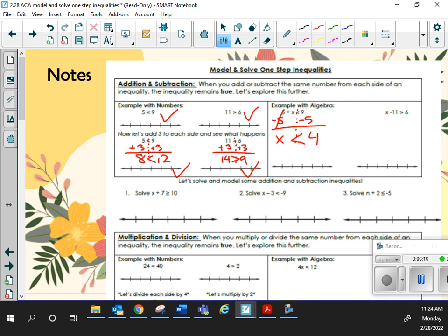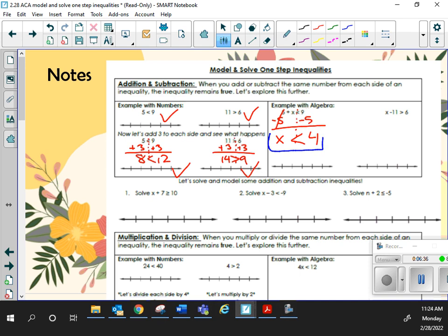If I use 3 up in that original one, 5 plus 3, which is 8, is that less than 9? Yes. Okay, what if I use another number? If I use negative 1, 5 plus negative 1 is 4. Is 4 less than 9? Yes.